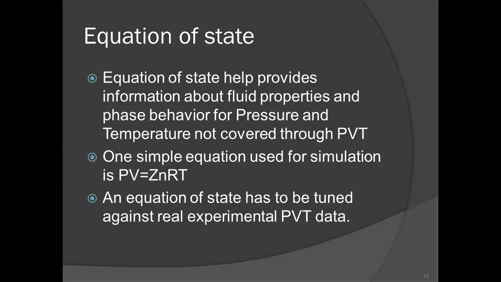The equation of state helps provide information about fluid properties and behavior when they have not been tested at the PVT lab, such as in modeling. One simple equation used for simulation is PV equals ZnRT, where Z is the compressibility factor relating real gas to ideal gas. And an equation of state has to be tuned against the real experimental PVT data because it has parameters that have to be fulfilled through PVT data.